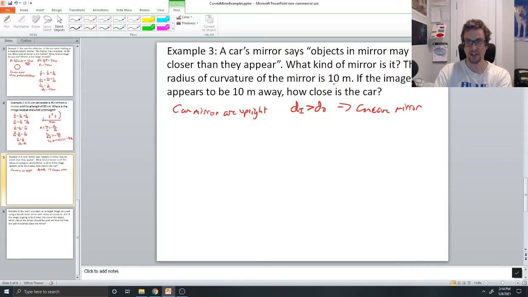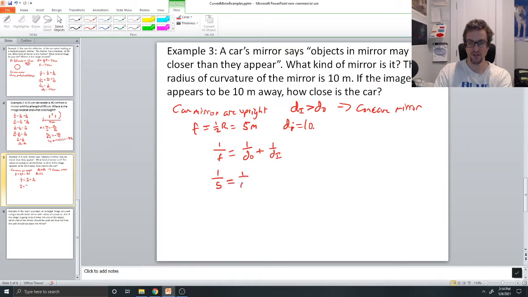Okay, I said 10. It's actually probably even higher than that by a fair bit, but I just said 10. So why not? So radius of curvature is 10. F equals 1/2 the radius, or 5 meters. DO is 10 meters. No, the image is 10. DI is 10 meters. Okay. And so I say 1 over F equals 1 over DO plus 1 over DI. 1 over 5 equals 1 over DO plus 1 over 10.